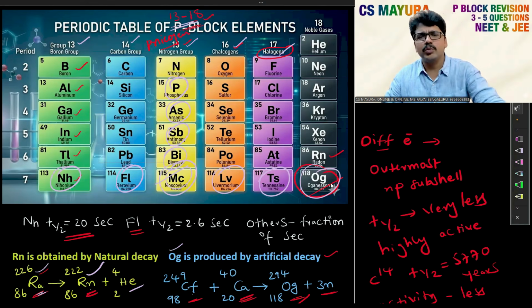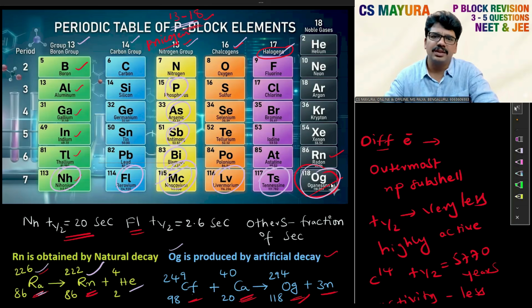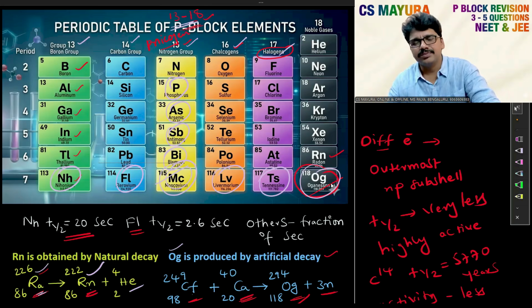Among all 15th group elements, all hydrides except nitrogen, all hydrides except ammonia, other hydrides, phosphine, arsine, stibine, bismuthine, these are poisonous gases. So due to the formation of poisonous gases by 15th group elements, these elements are considered as pnictogens.